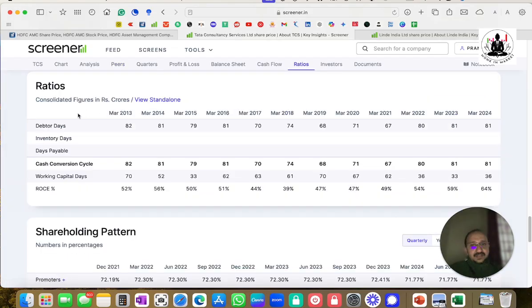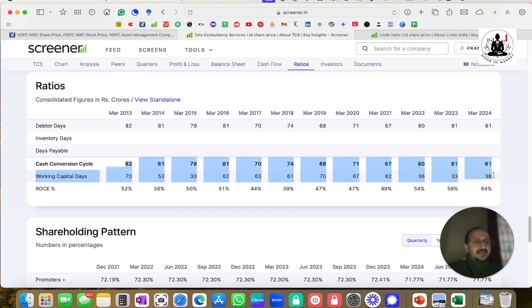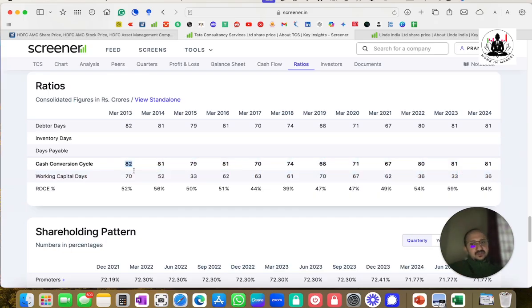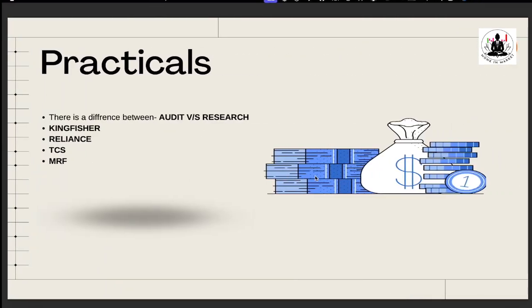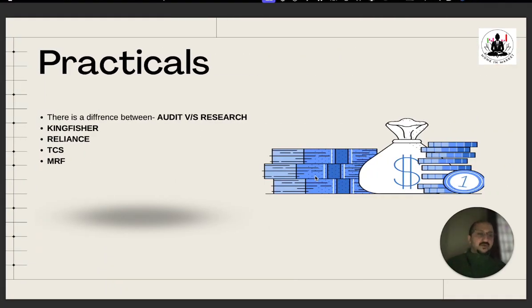Then come the number of days. You should keep an eye on this as well: after how many days the money is coming back to the company. If the number of days are as less as possible, it's better. But if the number of days is very high, a very long duration, you have to keep in mind that if you're investing in such a company, you will get the returns later on. Your returns will also get slowed down, or the duration for your returns will also increase.